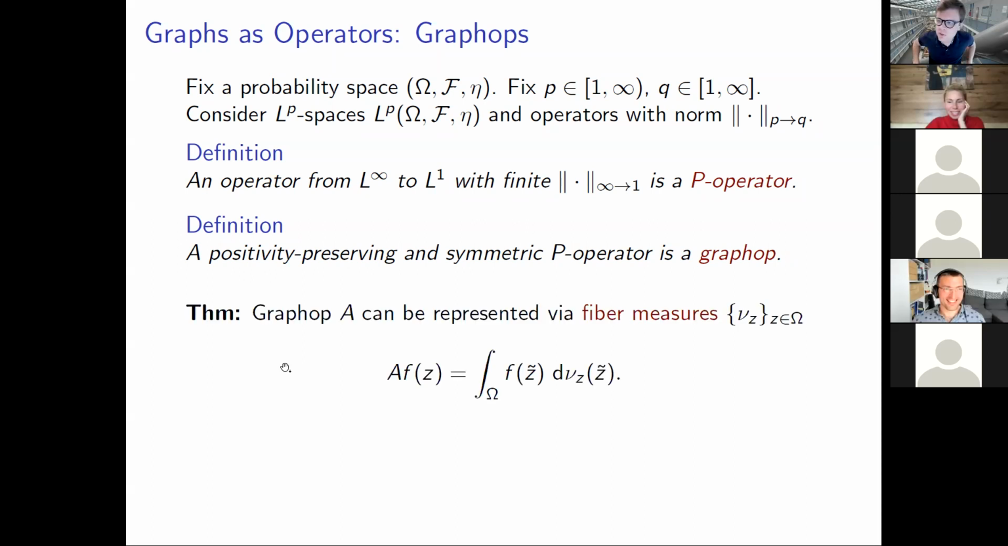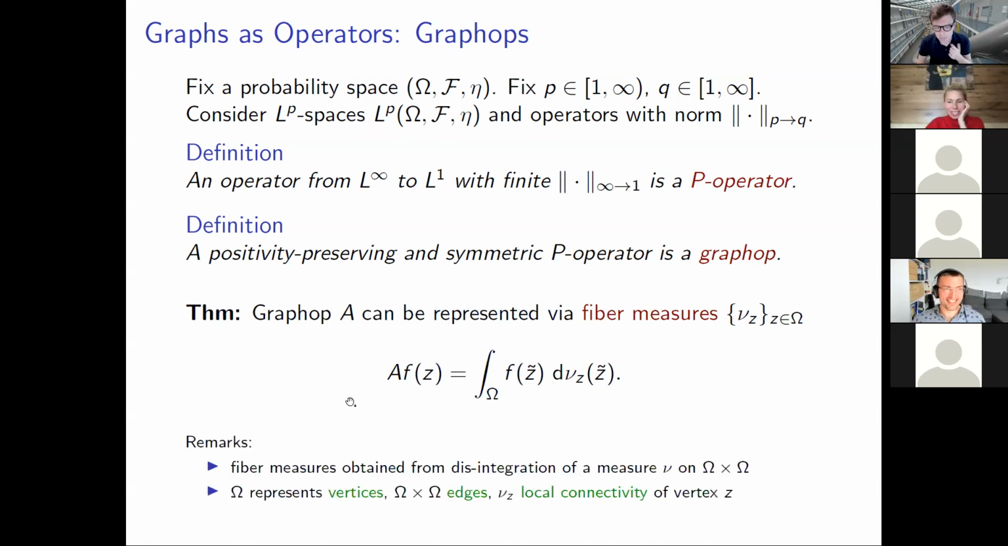First remark, well, it's actually a theorem, is that once you have such a graphop, a symmetric positivity preserving P operator on the probability space, you can represent this by a family of fiber measures. If you look at it through the lens of analysis, this is a variant of the Riesz representation theorem. It says there's an operator and it has a family of measures that represent it.